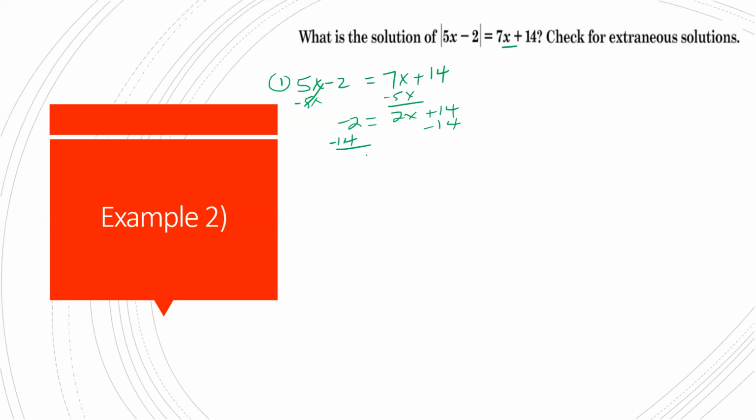That gives me negative 16 equals 2x. So I'm going to divide by 2. And that gives me negative 8 equals x. Okay, so this is what I'm testing.